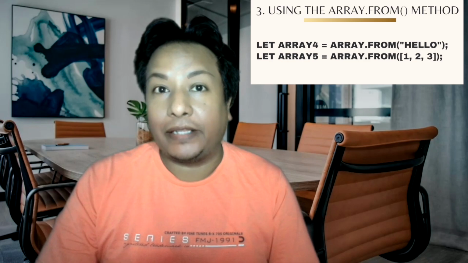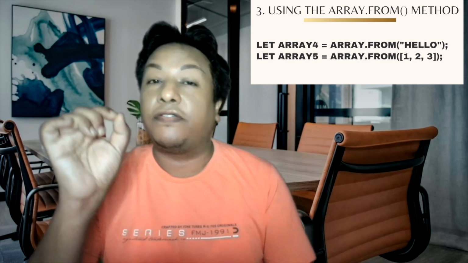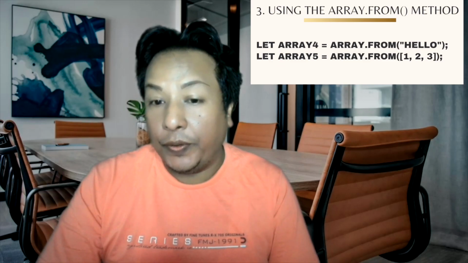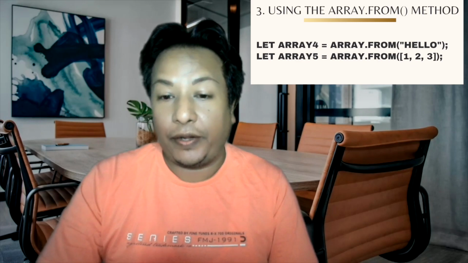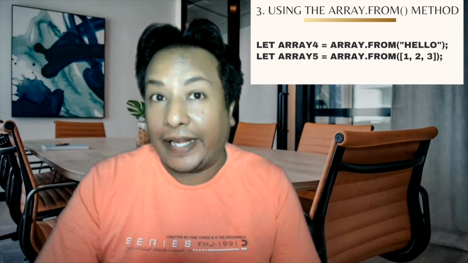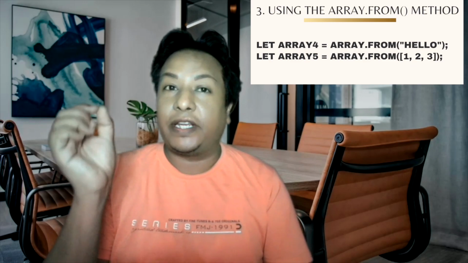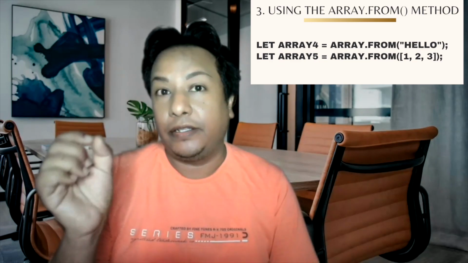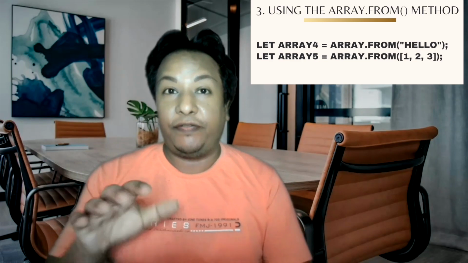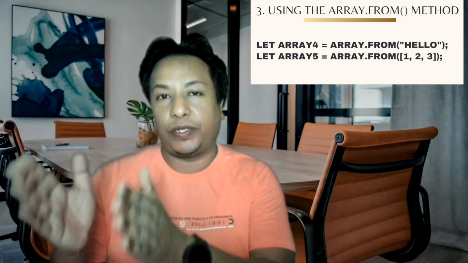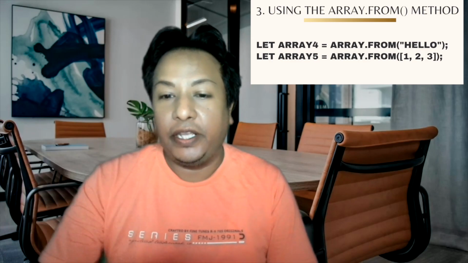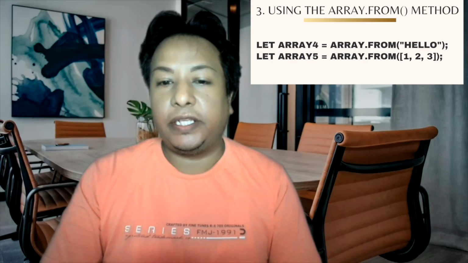The third way to create an array is using the from method. So we can use Array.from. Suppose we already have a string, let us say the string "hello", and we want to create an array out of hello. So we will write Array.from("hello"). All right, so it will create a new array with H, E, L, L, O as the elements of that array. Same way, if we already have an array [1, 2, 3] and we want to create a new array based out of this, we can use Array.from on it and it will create a new array.